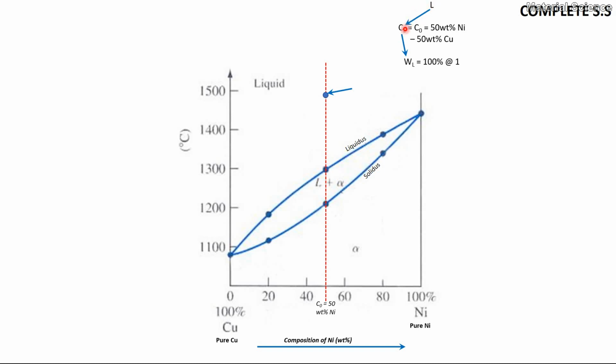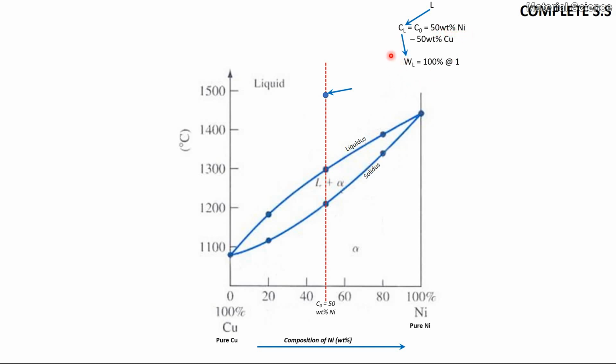So, we break down here, we identify the composition of liquid. Since there is only one phase, the composition is also one. This means the composition of liquid equals the overall composition. The overall composition value is 50 weight percentage of nickel. So Cl is also 50 weight percentage of nickel.